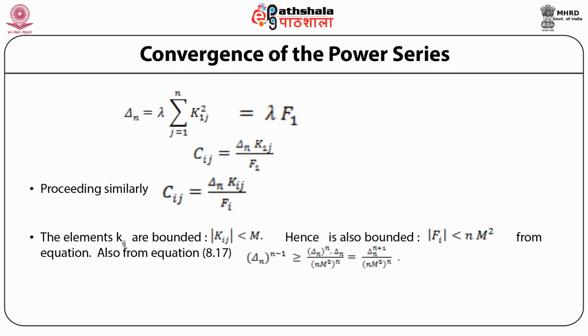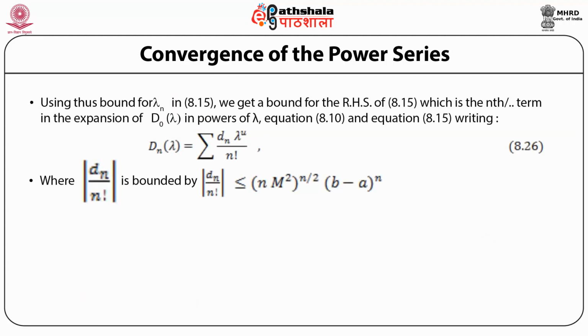Therefore, Δ_n^(n-1) is greater than Δ_n^n into Δ_n divided by (n m squared)^n, which is equal to Δ_n^(n+1) divided by (n m squared)^n. Hence, Δ_n squared is less than or equal to (n m squared)^n and is hence bounded.